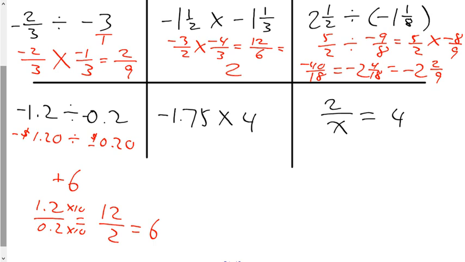Question 8, negative $1.75 times 4. I know my answer is going to be negative because it's a negative multiplied by a positive. If I think of $1.75, if I multiply it by 2 in my head, I get $3.50. If I multiply that by 2 again, I get $7, which is your answer. Alternatively, just keep your numbers like this, line them up. 5 times 4 is 20, carry your 2. 7 times 4 is 28, plus 2 is 30. 4 times 1 is 4, plus 7, 2 decimal places. Your answer is still, no matter how you look at it, a negative 7.